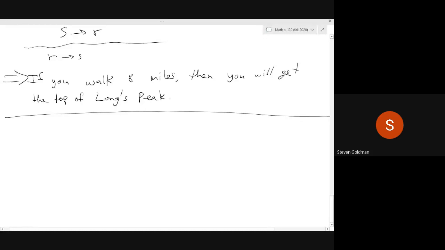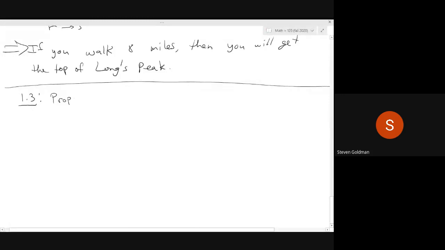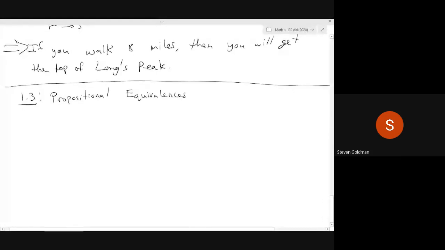Okay, so we are now in section 1.3 in your textbook, which deals with propositional equivalences. This section deals a little bit more with logical equivalence. We're going to start with a couple of definitions.